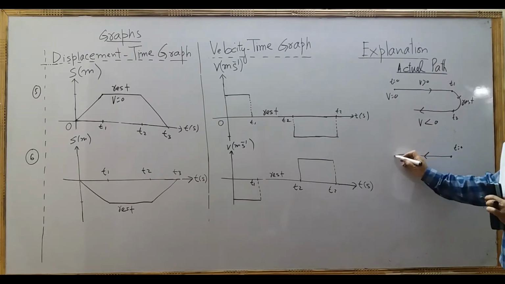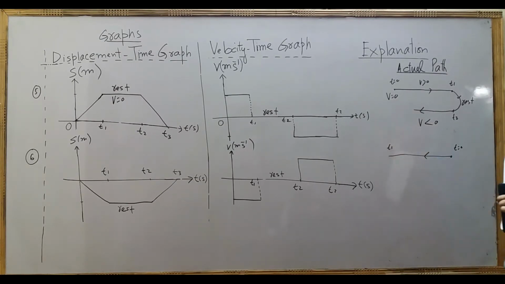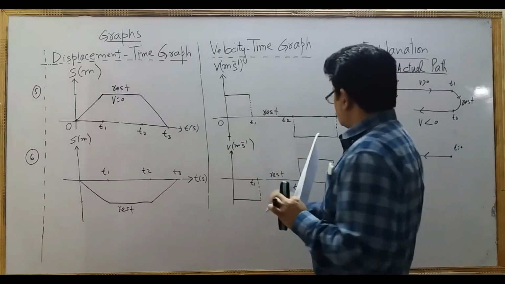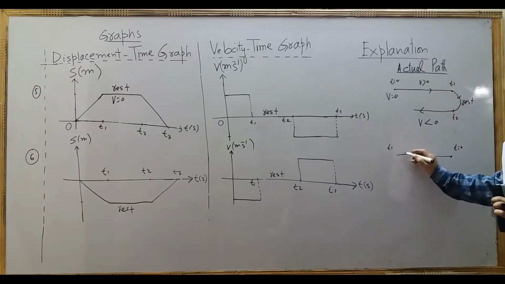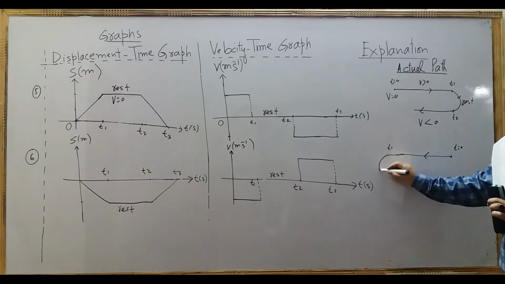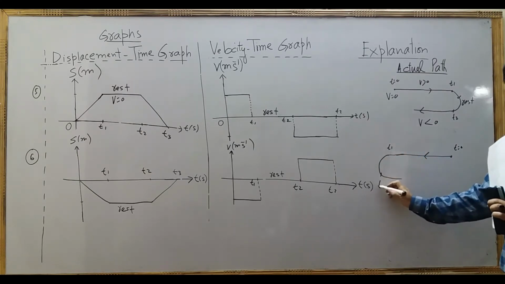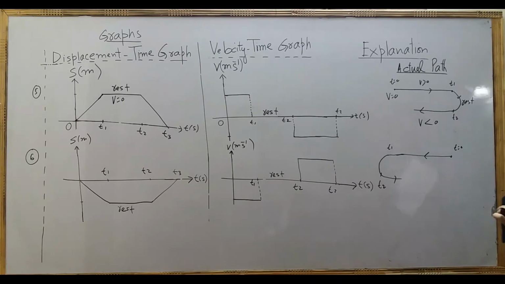Now at time t1 it comes to rest, and after some time it takes a turn. This is time t2. So it takes a turn and it is coming towards the fixed point. But now it is moving towards the right.